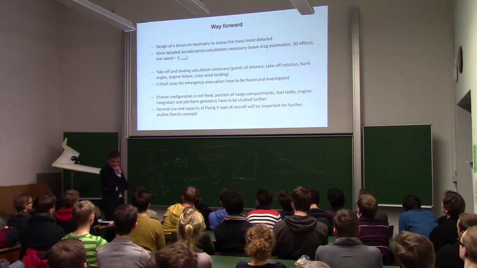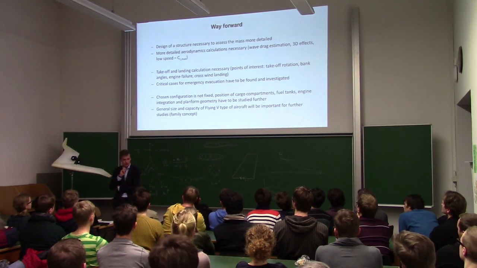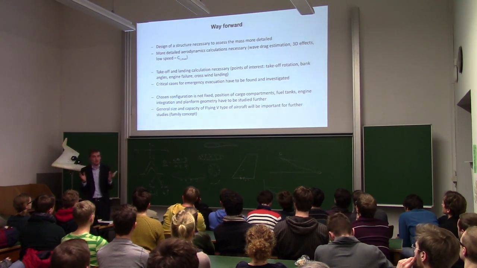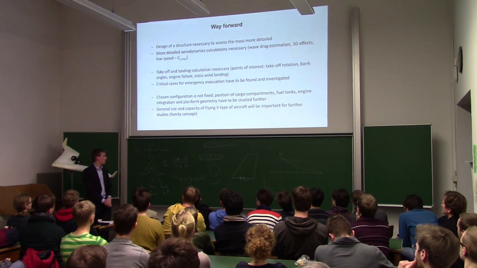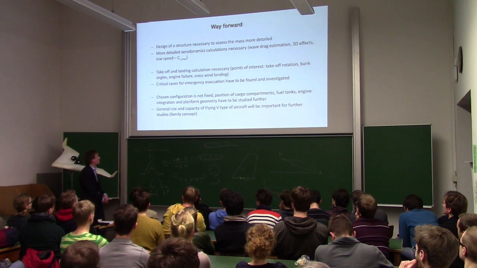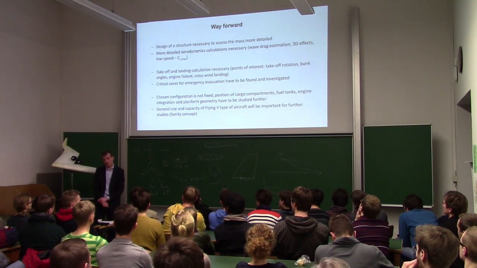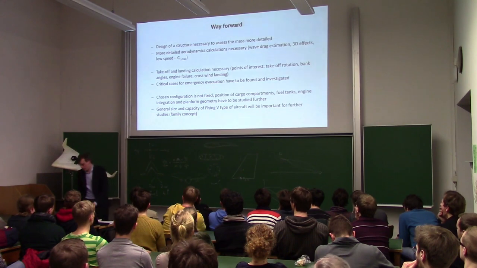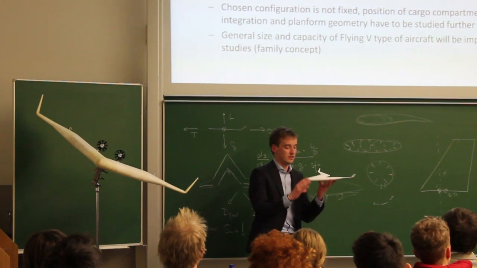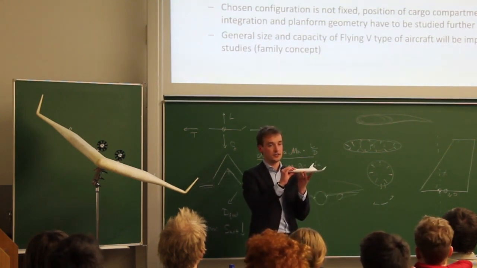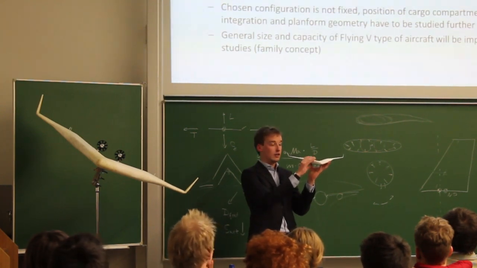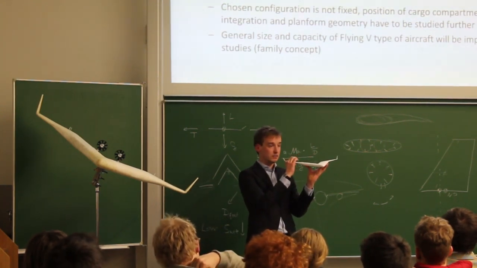First of all, we need a whole design of a structure for the airplane. We need just a structure so we can actually look at the weight of the aircraft. We need more detailed aerodynamic calculations. So the wave drag, or the compressible drag, is the drag of the aircraft because of the thickness of the sections. You saw that the profile sections here in the middle are pretty thick, whereas here they're pretty thin.